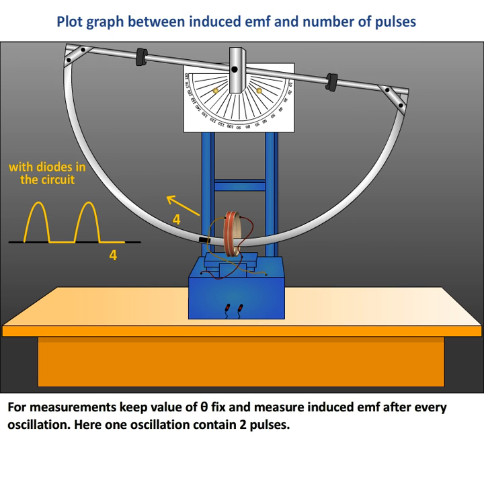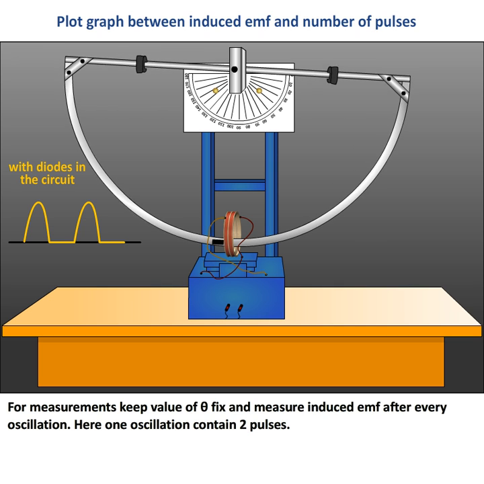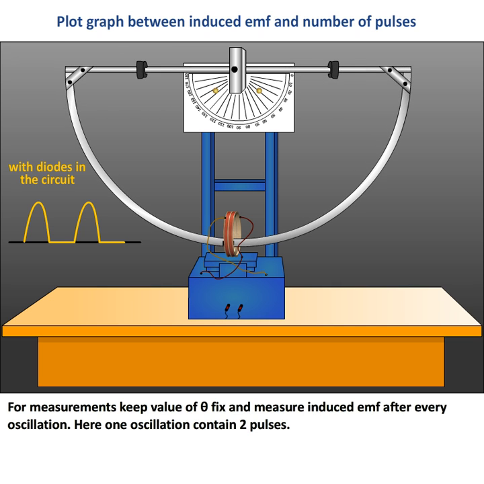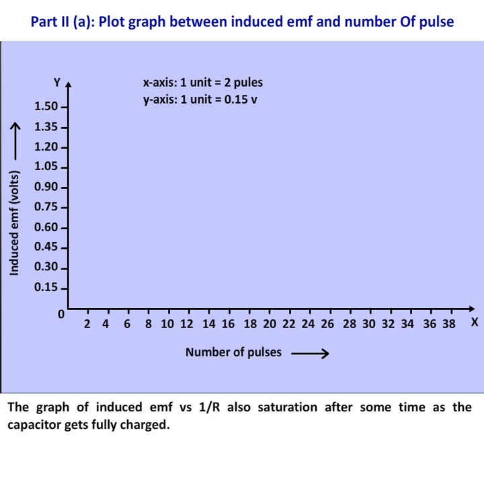When a diode is not used in the circuit, 4 pulses appear in one complete oscillation. The negative pulses cancel the effect of the positive pulses and no charge is stored in the capacitor. Hence, a diode is used in the circuit, which filters the negative pulses and passes only the positive pulses. It means when a diode is connected in the circuit, one oscillation contains 2 pulses.